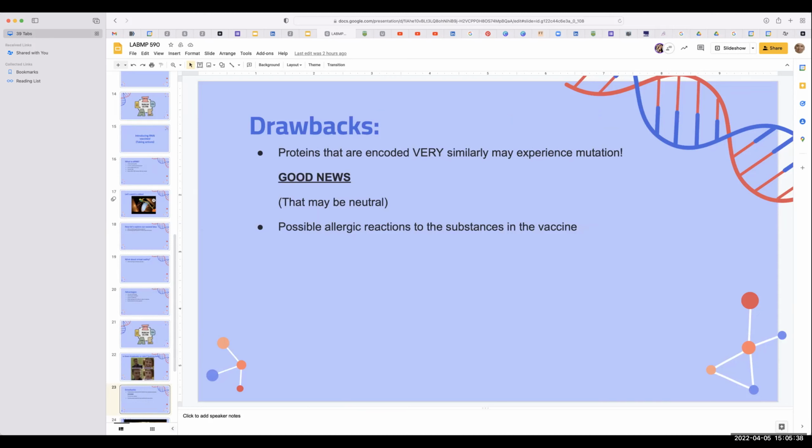So there are two immediate drawbacks to the vaccine technology. Since it targets a specific encoded gene, it's also possible for the vaccine to target another gene that's very similarly encoded to the actual target gene. This will increase the chances of mutations. But the good news is that our body has many processes that are responsible to check for mutations, and even if there is a mutation, it may be neutral. Chances are still not exactly zero, but maybe close to zero.